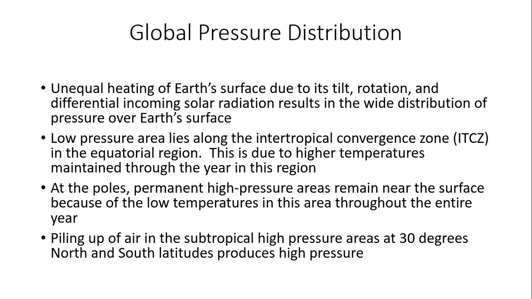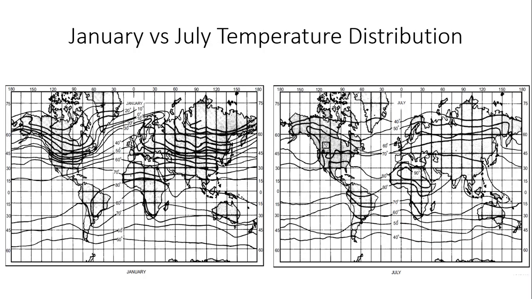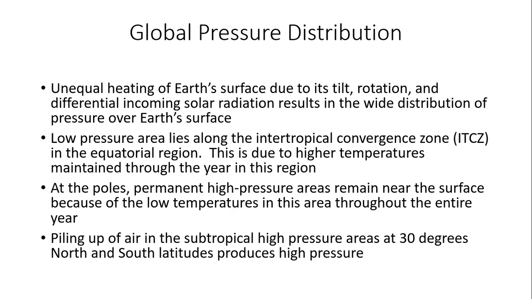Now the global pressure distribution, if we talk about temperature changes, is going to result in pressure changes. And so this unequal heating of Earth's surface due to the tilt of the Earth on its axis at 23.5 degrees, its rotation throughout a daily rotation, 24 hours in a day, and the differential incoming solar radiation is going to result in the wide distribution of pressure over Earth's surface.